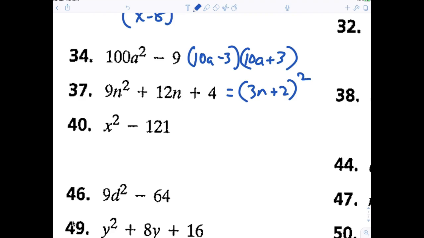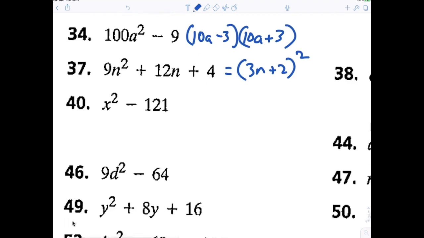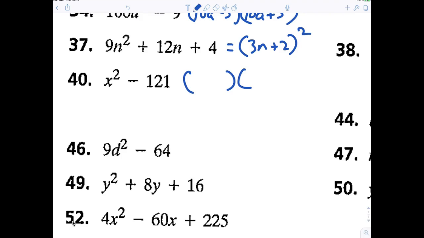All right, let's do 40. Virginia, what's 40? Do you remember what times what's 121? Now here's how you remember that. 10 times 10 is 100. So it's got to be close to 10. There you go. 11 times 11. So it'd be what? Yes, minus and plus. Perfect. X minus 11, x plus 11.